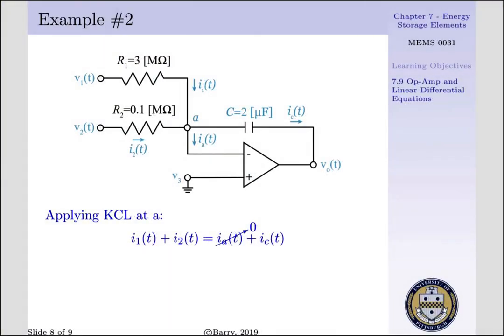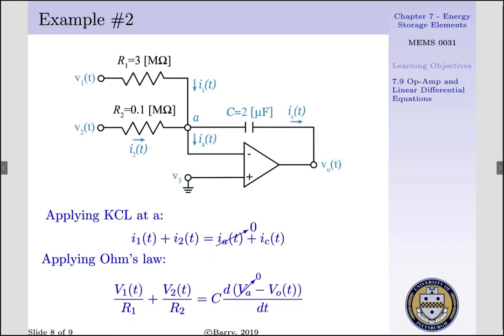For us to begin, we want to apply KCL at node A, such that we can relate our input and output voltages. At node A, we have I1 that corresponds to V1, and I2 that corresponds to V2. IA, the current entering our inverting terminal of our op-amp, is going to be assumed 0. Lastly, we have IC running through our capacitor toward our output node.